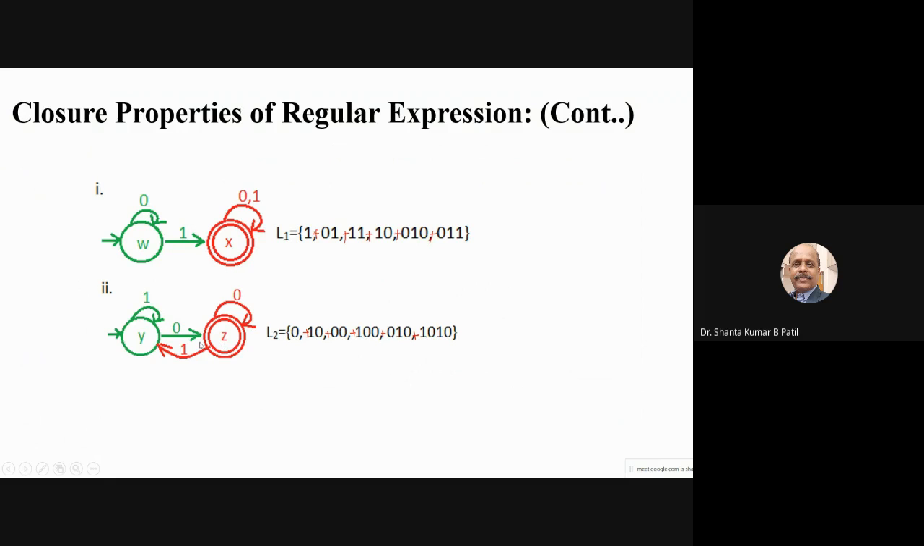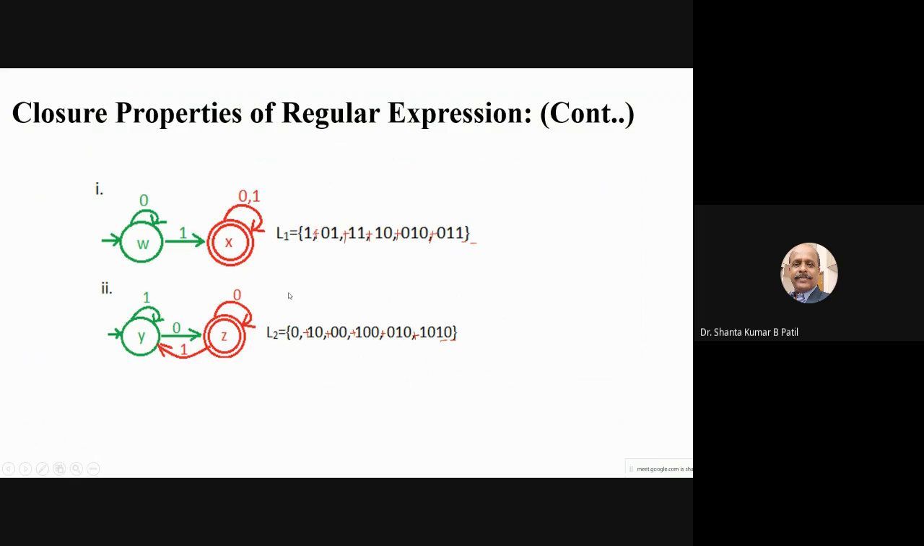Hence double 0 is also accepted. 1 double 0 is also accepted. This is the 1, 0, second 0. So 1 double 0, 0 1 0 is also accepted. 1 0 is also accepted. 1 0 1 0. So this is a 1 0 1. So 0 is also accepted by the given finite automata. So it accepts a finite number of this type of strings.